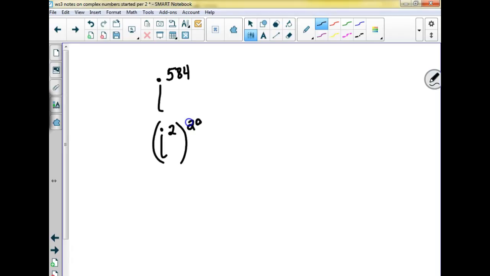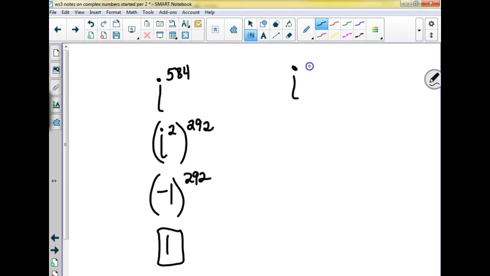Is it 292? Okay. And what's i squared? So negative 1 to the 292nd power is positive 1. Okay. The trickier ones are the odd ones.